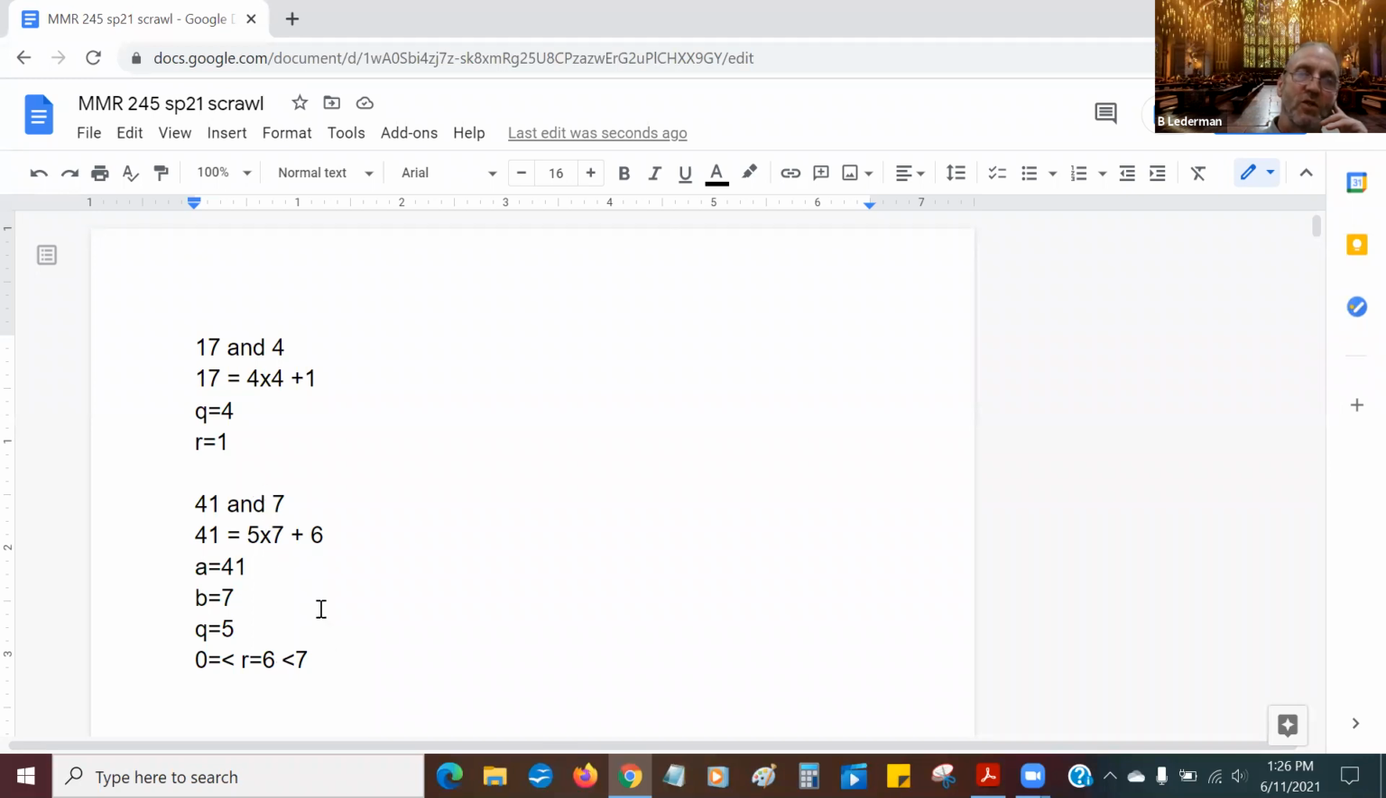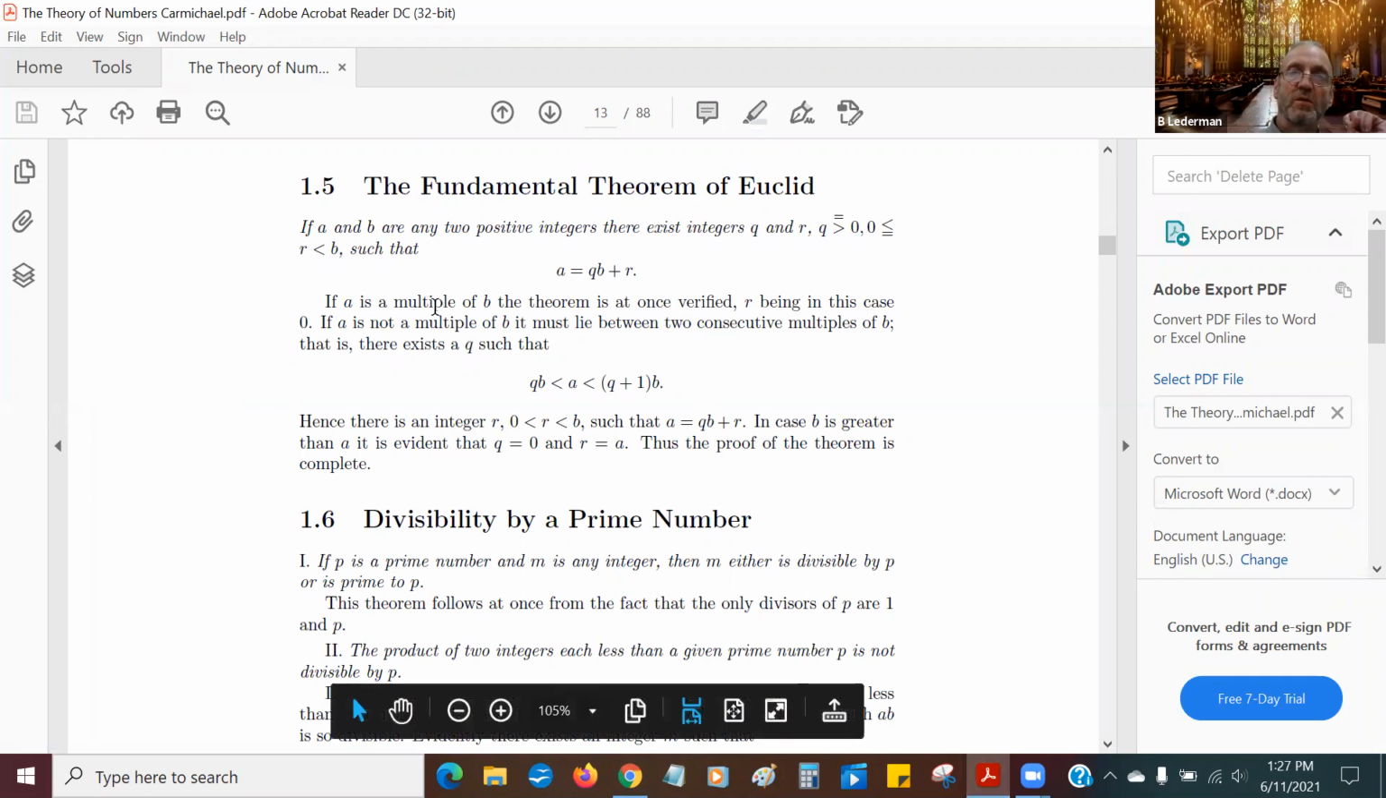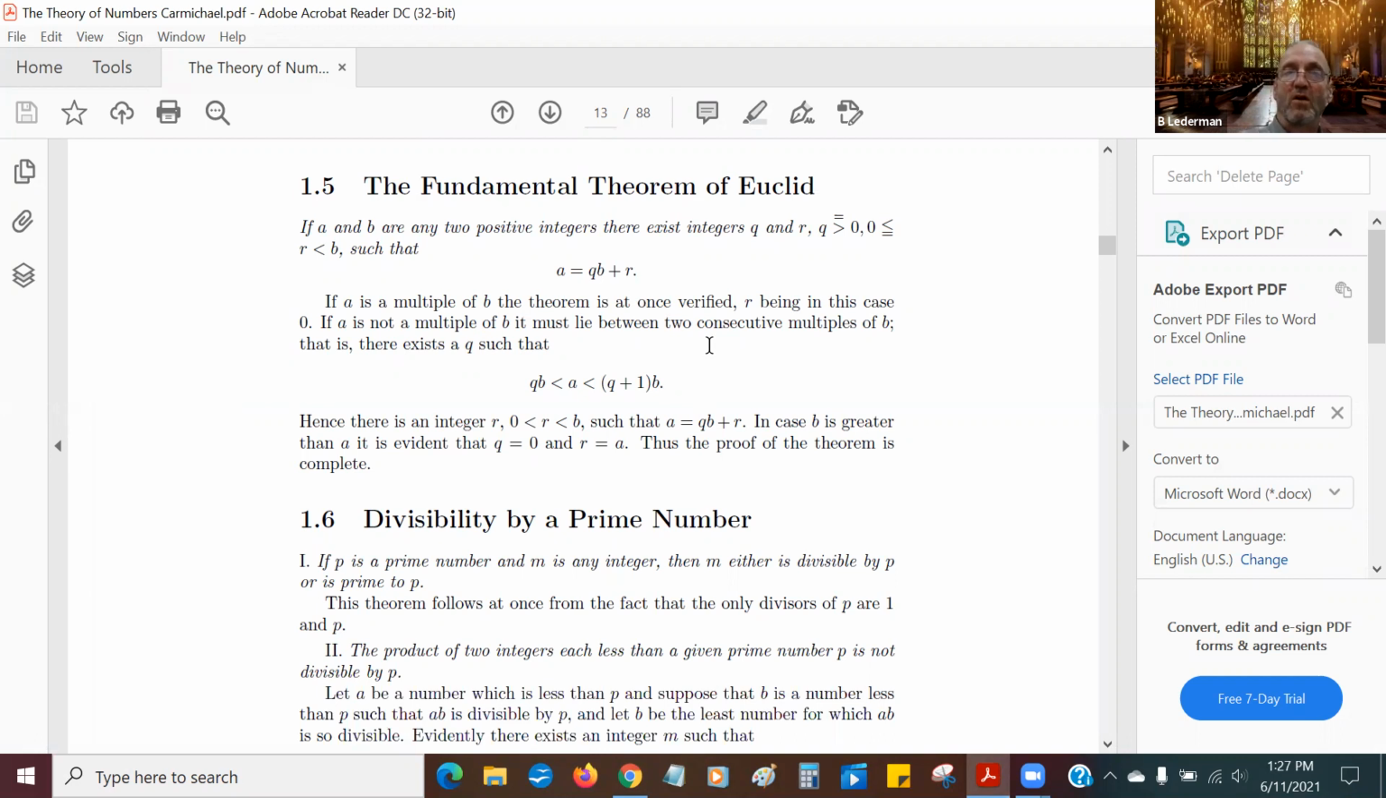So I just want to show you how this actually works out with actual real numbers. All right, let's go back to the theorem. So if A is a multiple of B, the theorem is satisfied because A is just equal to QB and R is just 0. That's, duh.